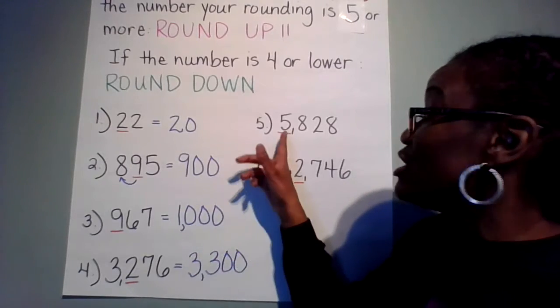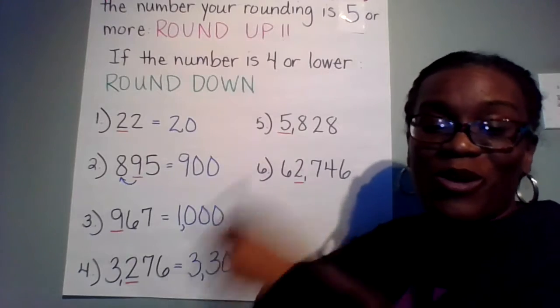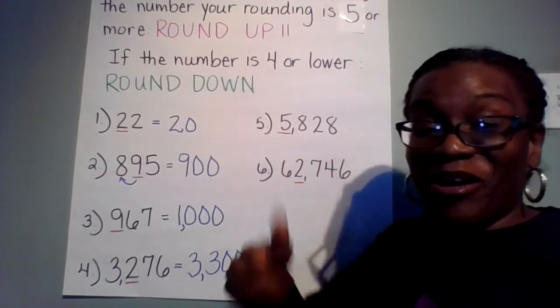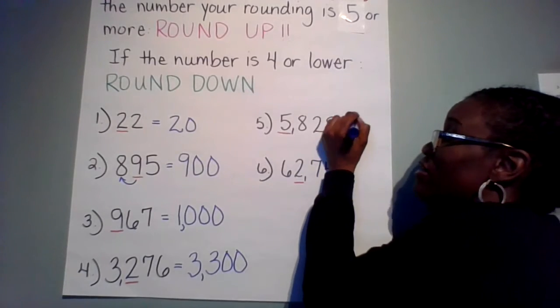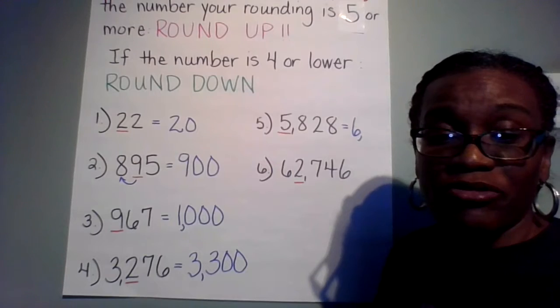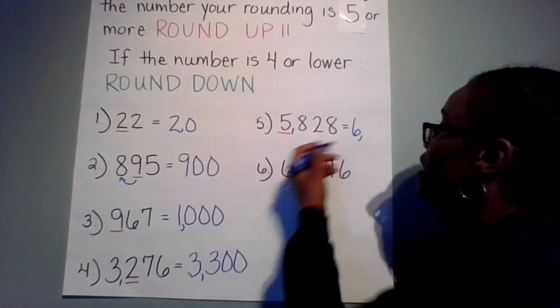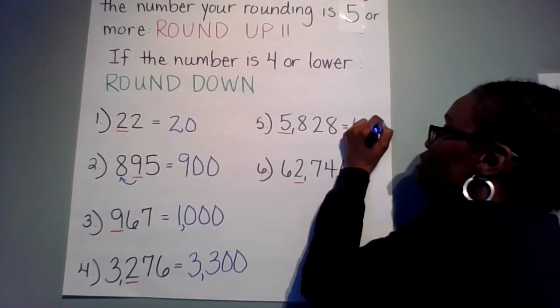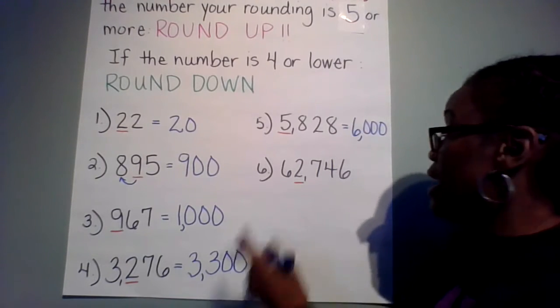So here we go. If this number is larger than 5, then what are we going to do? That's right. We're going to round up. So, scholars, now we're going to change this 5 to 6. And what do we do with the numbers that come after the 6? That's right. We change it to 0. So let's put our zeros in. And so now, scholars, let's move to the next number.